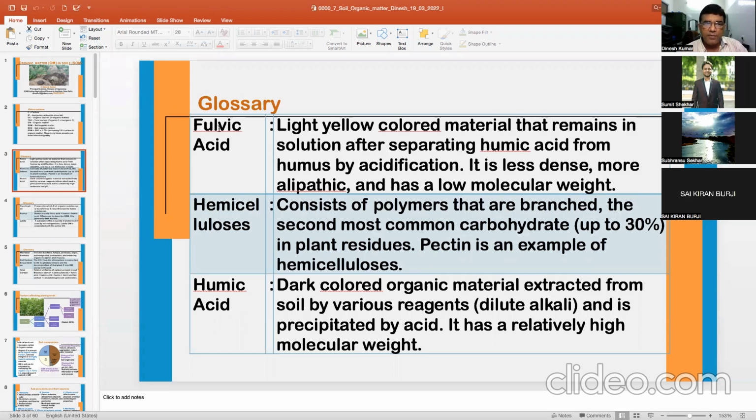Humic acid, like fulvic acid, is dark colored organic material. In the case of fulvic acid, you can say it was light yellow colored, and humic acid is dark colored organic material extracted from soil by various reagents, dilute alkali, and is precipitated by acid. It has a relatively high molecular weight, higher than fulvic acid.